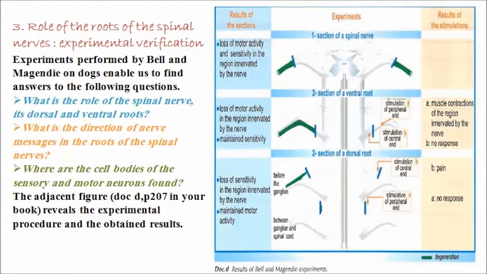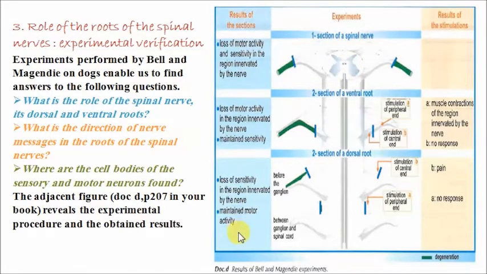Now, this brings us to the following three questions, which we have to answer at the end. What is the role of the spinal nerve, the dorsal and the ventral root? This is colored in blue because I will be using the result of the section to answer the question in blue.